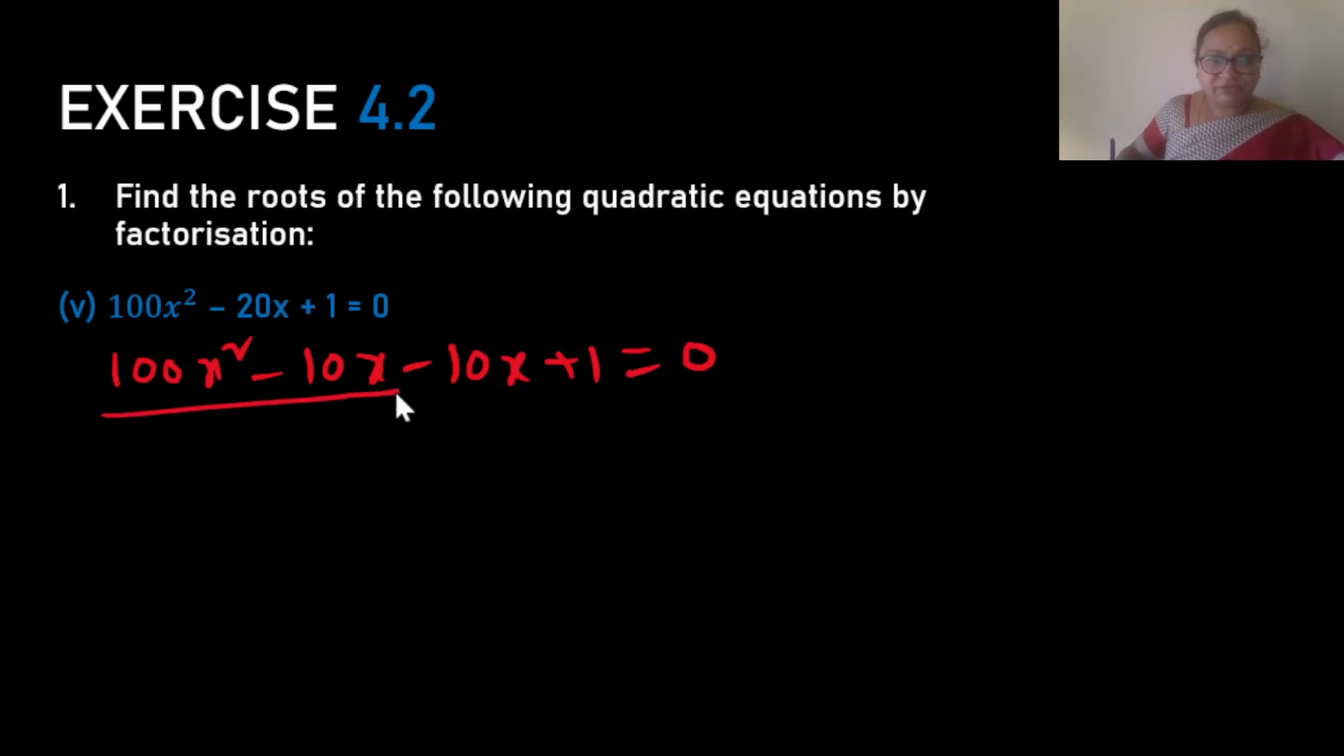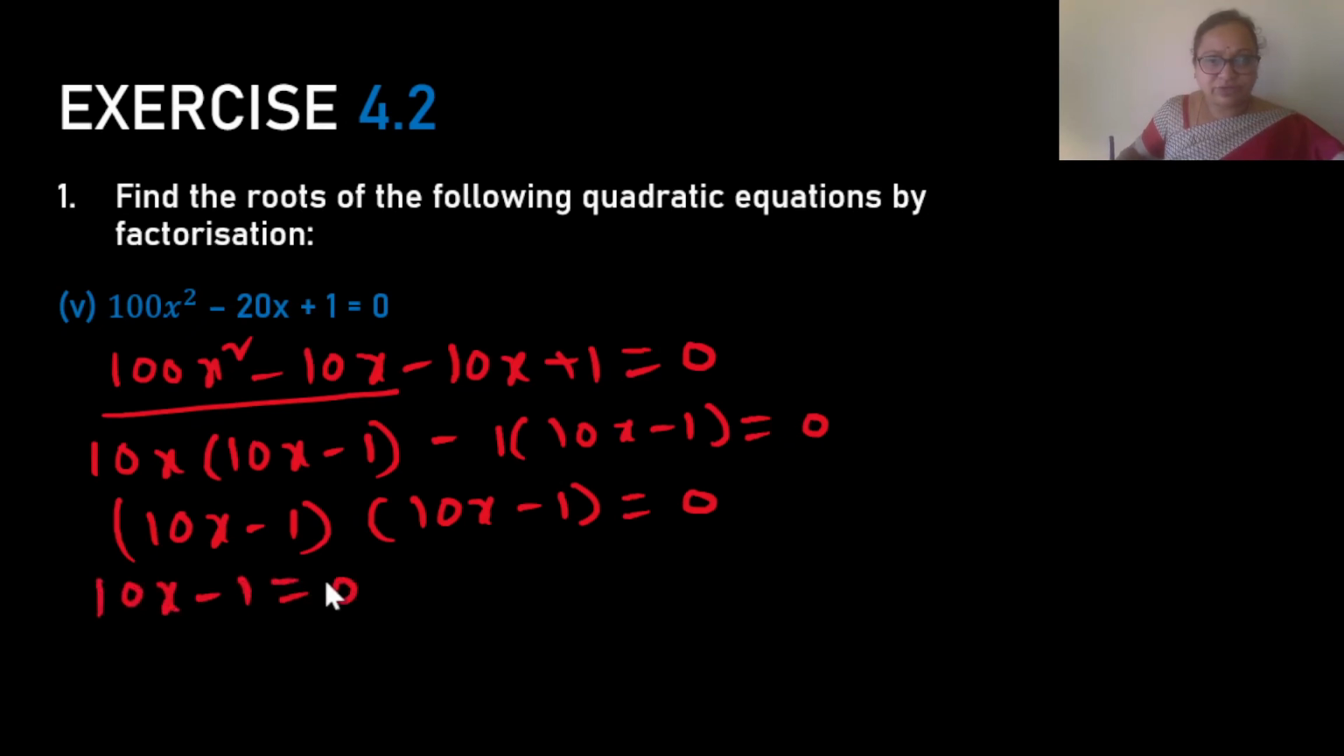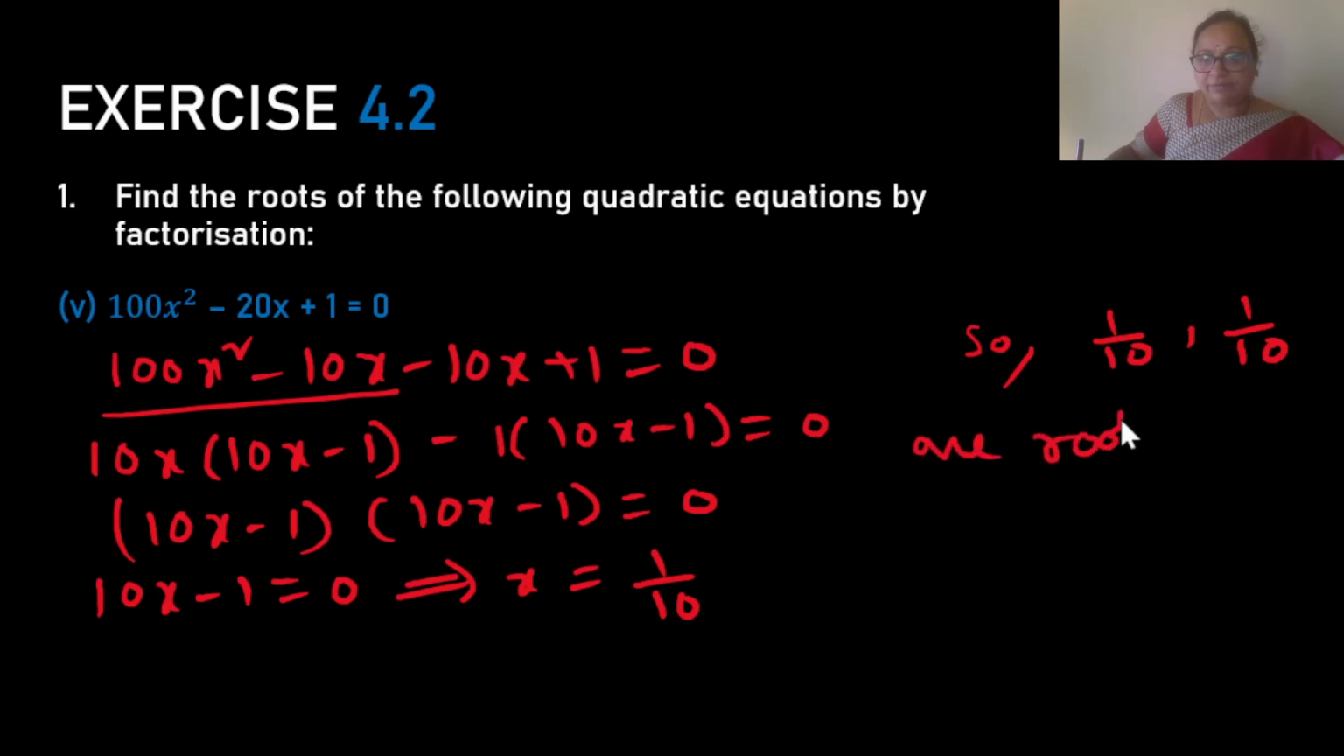Now take common factor from first two terms, that is 10x, 10x minus 1, minus 1. If you take common factor, 10x minus 1 is equal to 0. Then 10x minus 1 into 10x minus 1 is equal to 0. 10x minus 1, if you equate it to 0, x is 1 by 10. Here both are equal factors. So 1 by 10 and 1 by 10 are roots of the given equation.